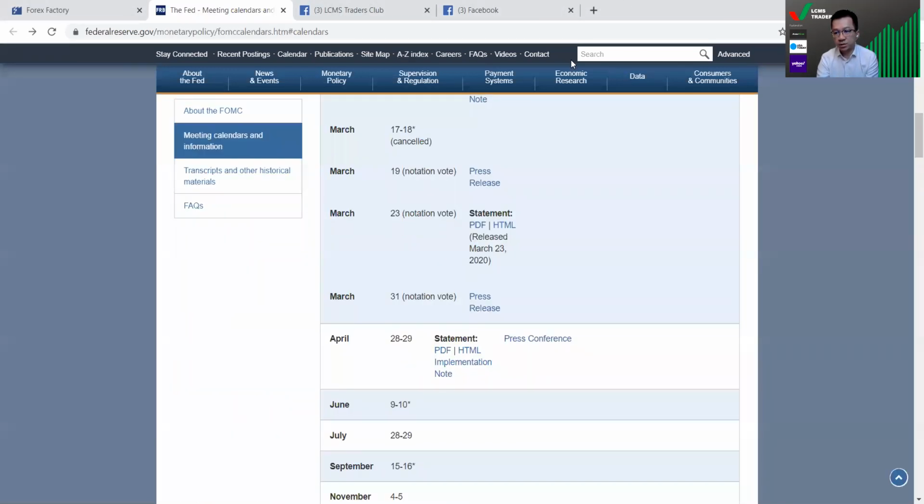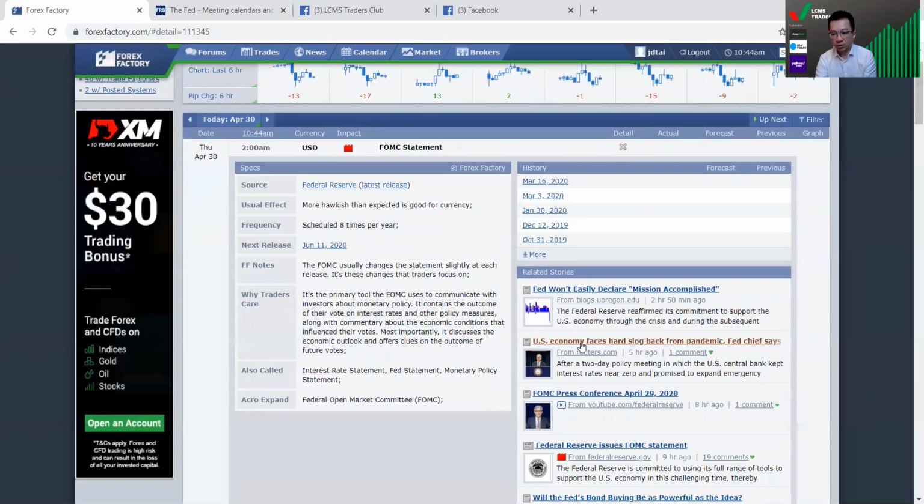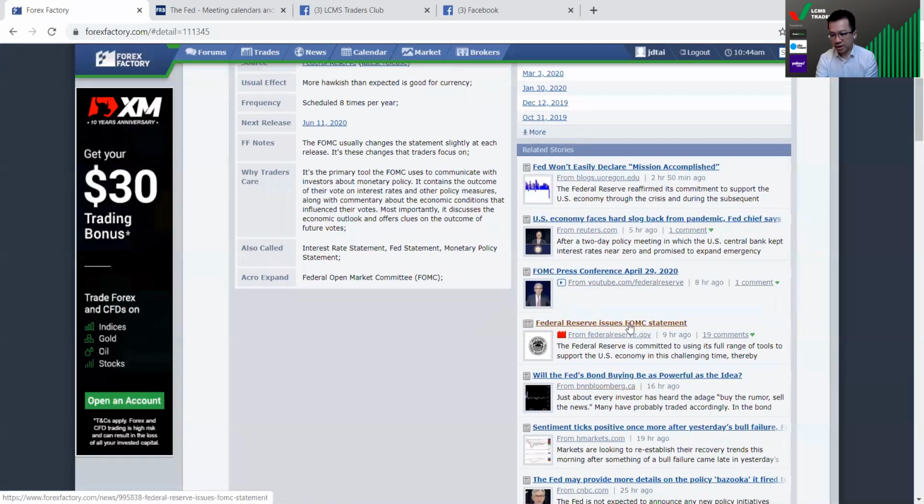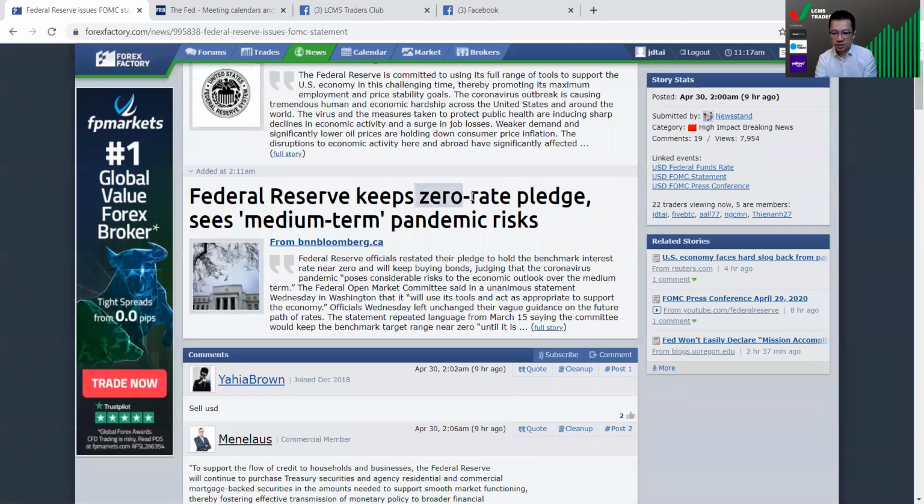Going back into the news, catching headlines alone: US economy faces hard slog from pandemic. Doesn't sound very positive. The statement here, I'm trying to find the statement that I found just then as well. So they're looking at keeping the zero rate pledge, medium-term risk. All this doesn't sound very positive for the US dollar, right? But as they pump more money into the market, as they're trying to stimulate activity in the stock markets, you could see the stock market increase, while the currency is likely to suffer a little bit. So that was the news, quickly catching headlines and key points. I formed that bias for my plan, my view in terms of the US dollar.